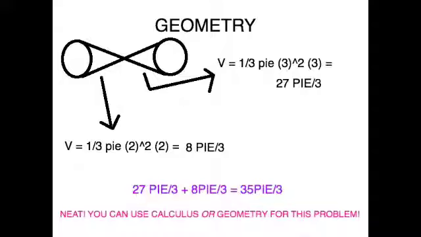On the right side, the radius is 3 and the height is 3, so our equation becomes v equals 1/3 pi times 3 squared times 3. This will give you 27 pi over 3. Once this is done, you can add both totals together to get 35 pi over 3. Wow, that's the same answer we got using calculus. Our work must be right.